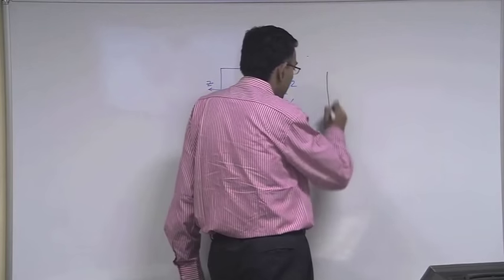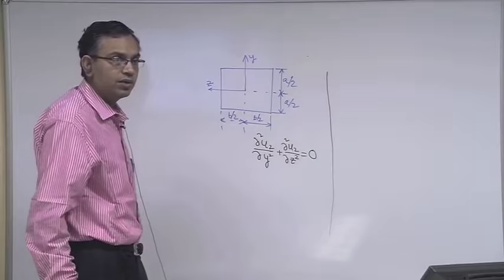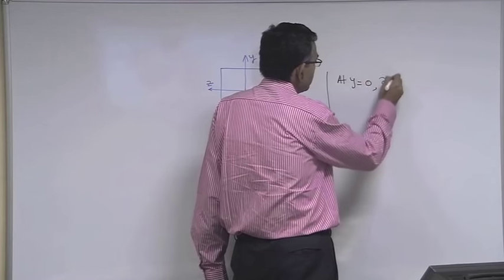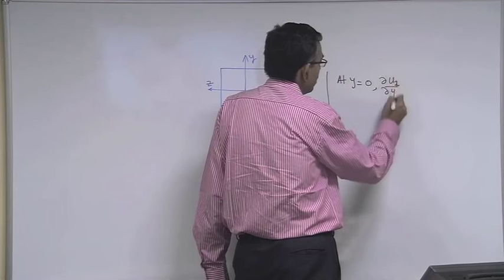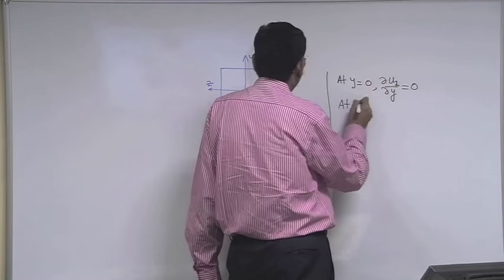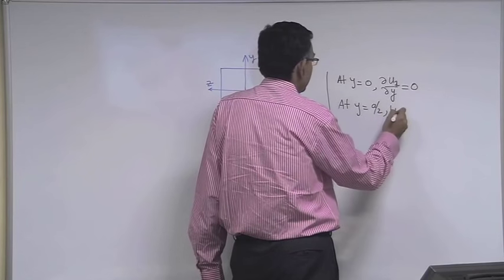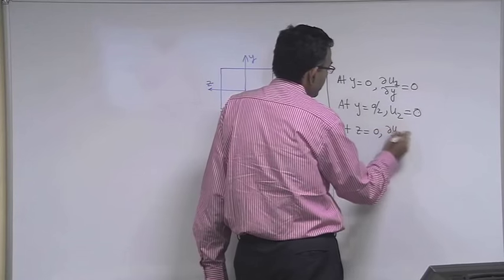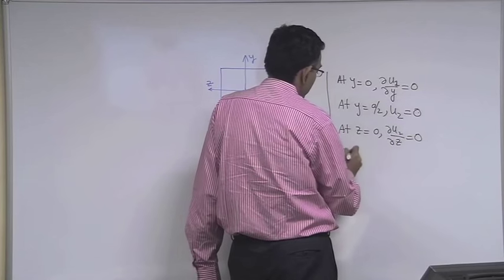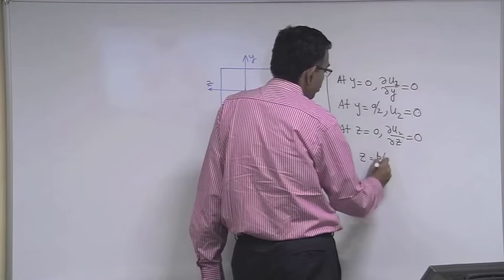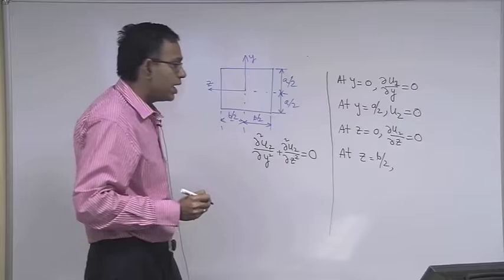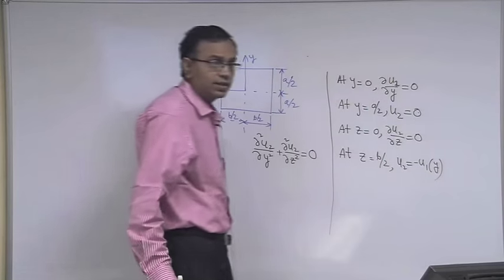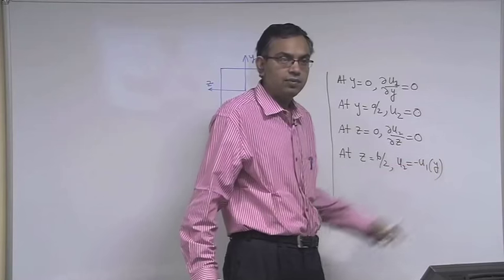We will keep a note of the boundary conditions on one side of the board, because we have to use them for solving the problem. At y equal to 0, del u2 del y is equal to 0. At y equal to a by 2, u2 is equal to 0. At z equal to 0, del u2 del z equal to 0. At z equal to b by 2, u2 is equal to minus u1, which is a function of y. This function of y is obtained by solving the parallel plate problem.